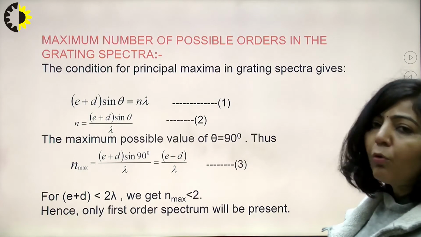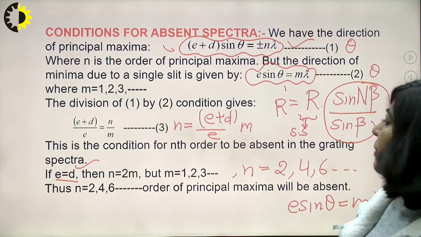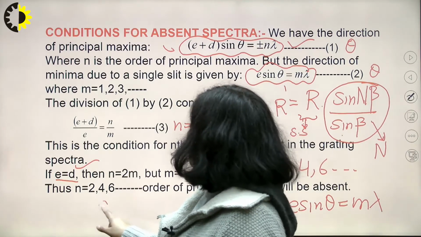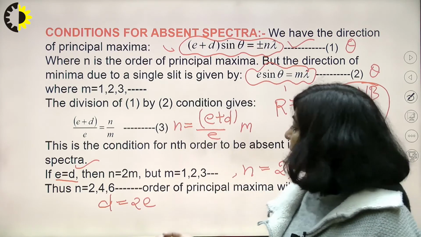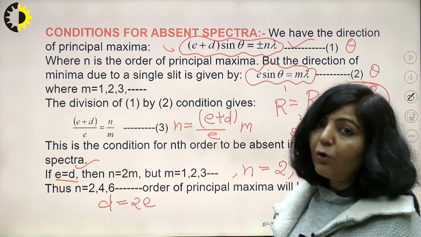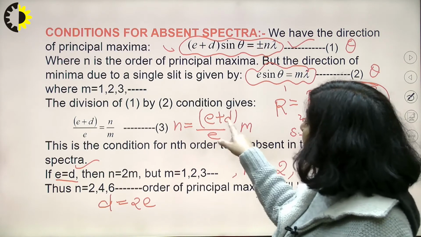You can take some more examples for this missing order spectra. If I say let d be equal to 2e, so that the width of the opaque part is equal to twice the width of the transparent part, then this will be 2e.